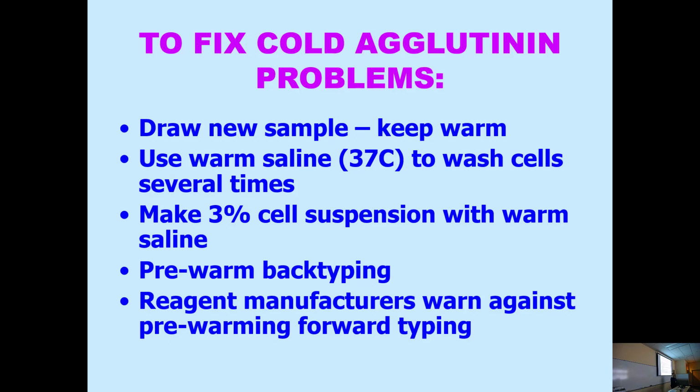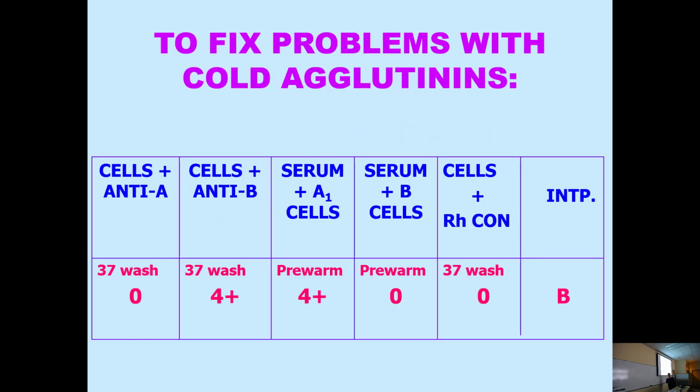Reagent manufacturers warn against pre-warming forward typing. So the anti-A and the anti-B reagents, they do not want pre-warming because it could affect how they work. We are going to pre-warm the plasma before we do our back typing. So to fix it, we're going to do the pre-warm and all the 37-degree washes, keep everything warm along the way, and now we always end up at the control. If you don't do it in your lab, this is where you would add it, and you can see we interpreted it out then as a B.